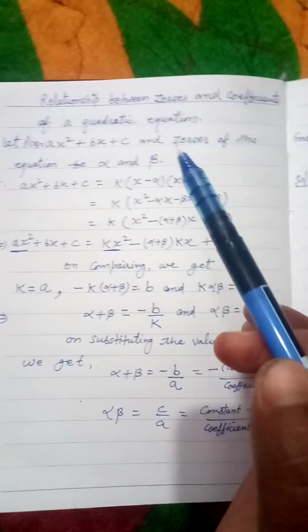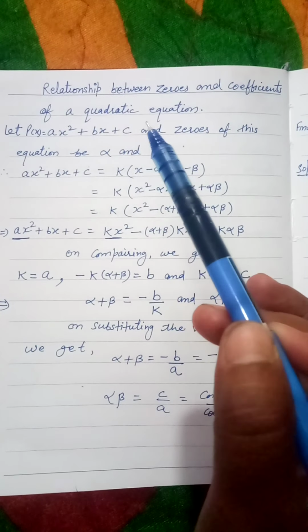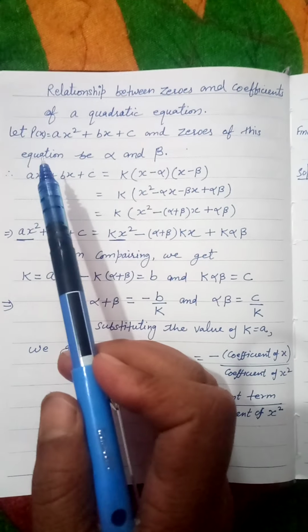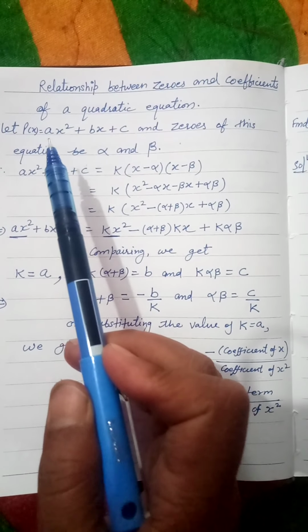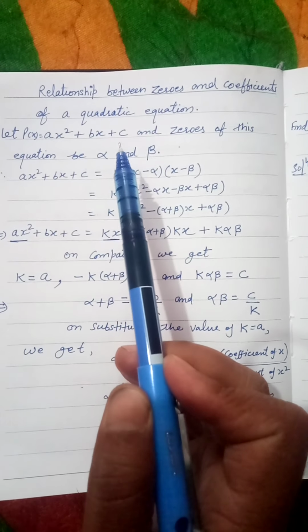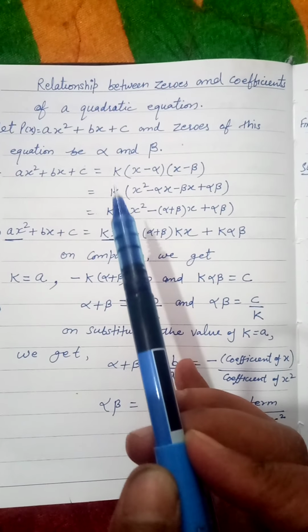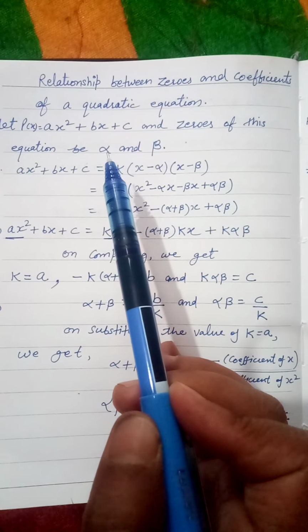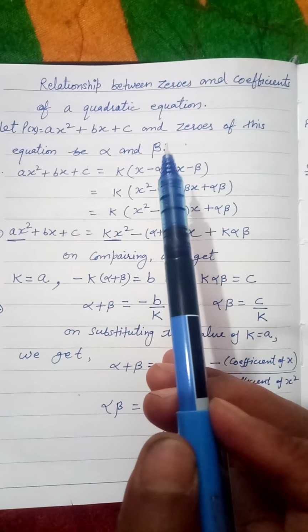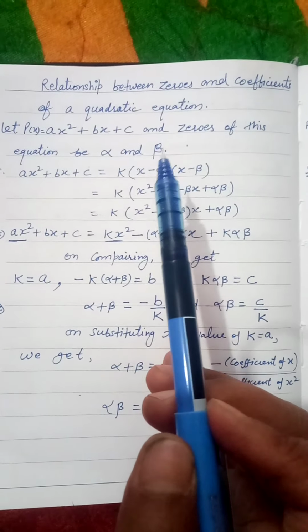Okay, so now let's move to the derivation of the relationship between zeros and coefficients of a quadratic equation. Let p(x) equal to ax square plus bx plus c. This is the general form of a quadratic equation, and let's say the zeros of this equation be alpha and beta. This is the notation for zeros.